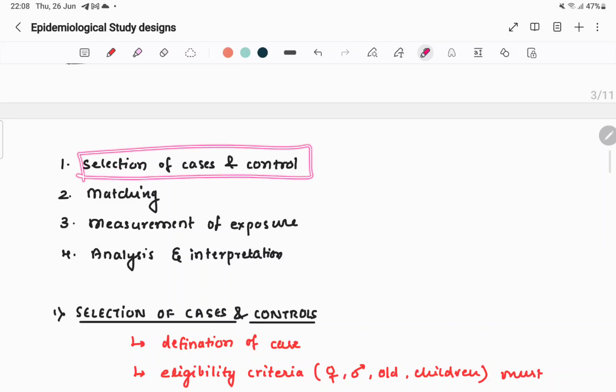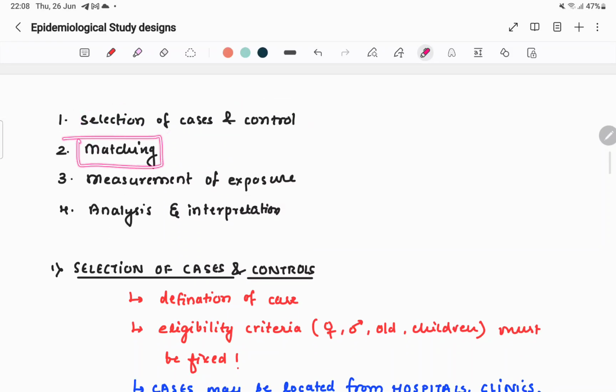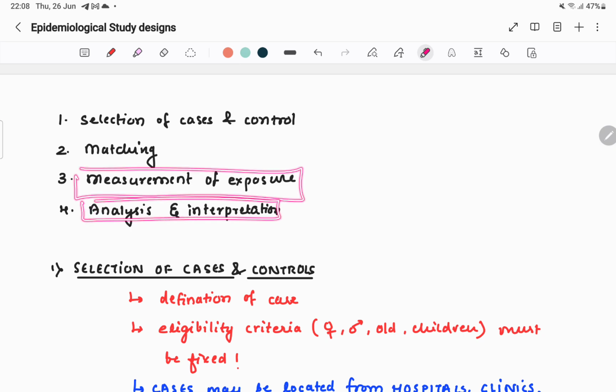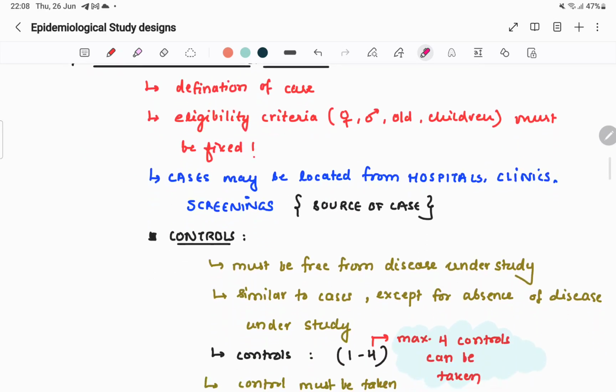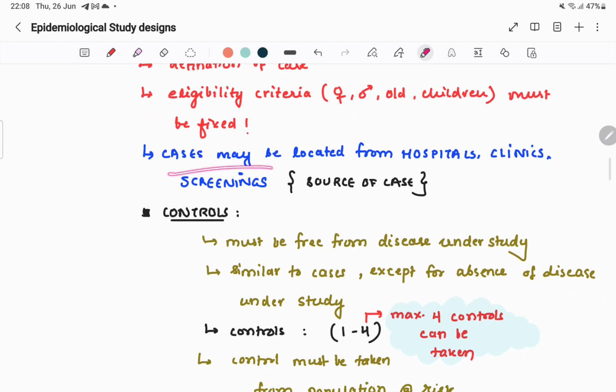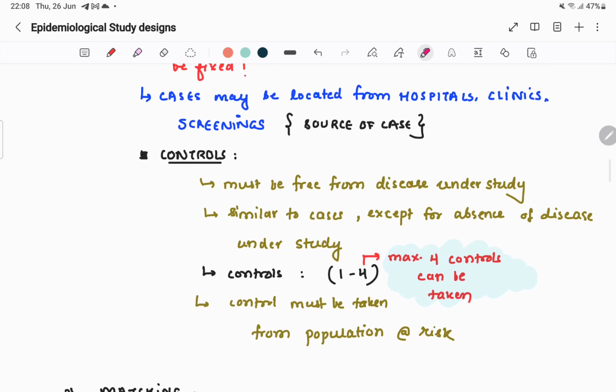Selection of case and control. You do matching. Okay, measurement of exposure and analysis and interpretation. Selection of case and control. You give a definition of case, you give an eligibility criteria, it should be fixed. Okay, cases can be located from hospital, clinic, or in screening, sources of cases, right?